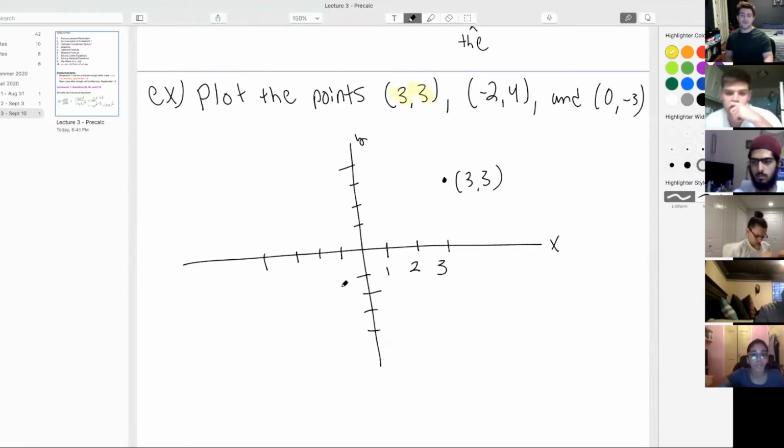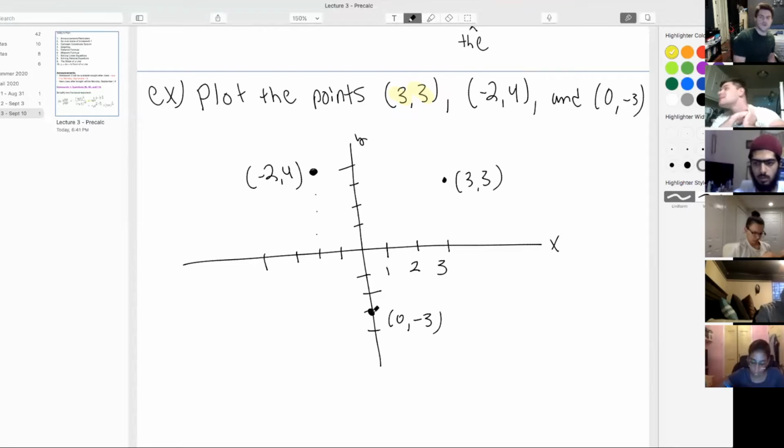All right. How about the next one? -2, 4. That means I need to travel to the left 2 units on the x-axis and then go up 4 on the y-axis. So 1, 2, and then now up 4. 1, 2, 3, 4. Okay, so that's -2, 4. And then the last one, 0, -3. That means I stay on the y-axis and I just go down 3. 1, 2, 3. And that's 0, -3.